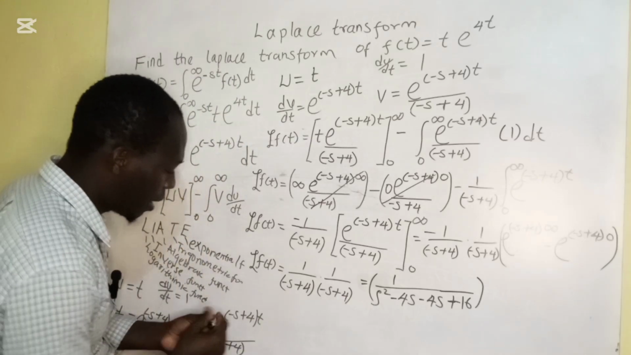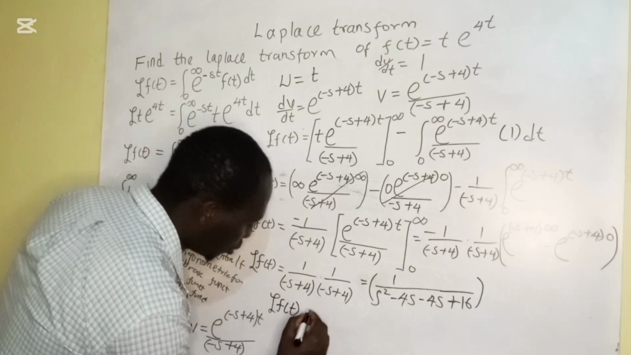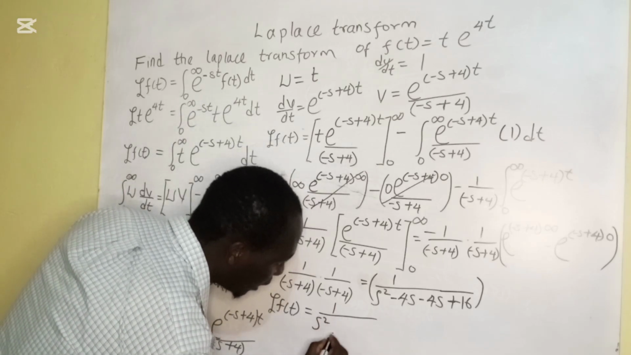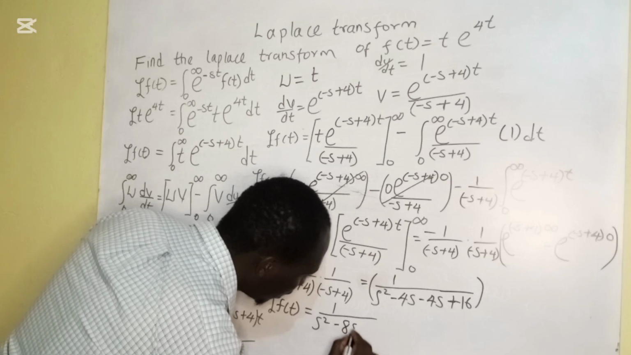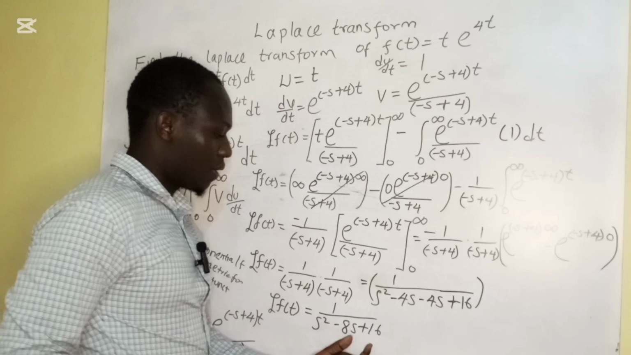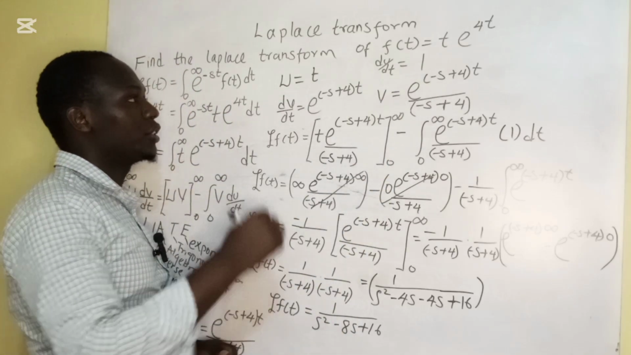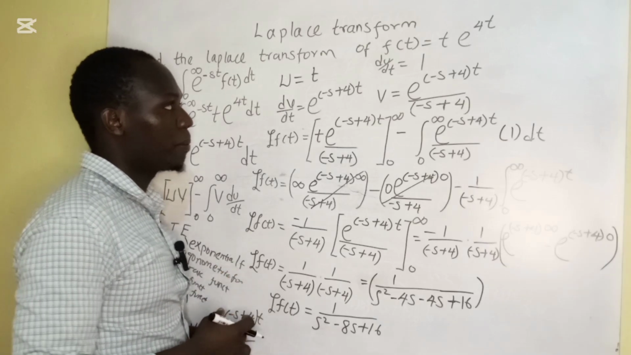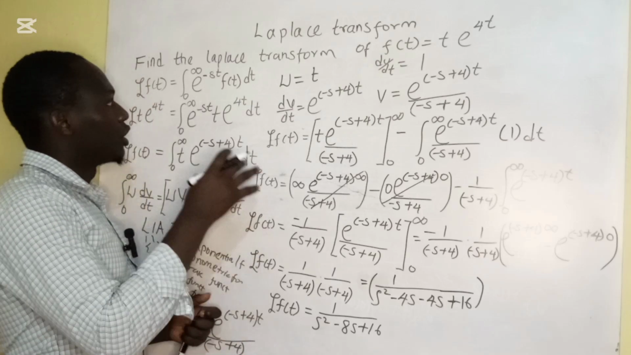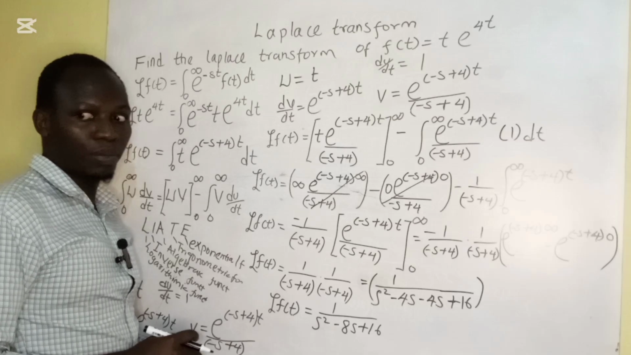Now we are going to have the Laplace transform of our function f of t equal to 1 all over s squared minus 8s plus 16. And this is now our answer. This is how you go about finding the Laplace transform of our function f of t equal to t multiplied by an exponential of 4t using the first principle. This is how you go about it using the first principle.